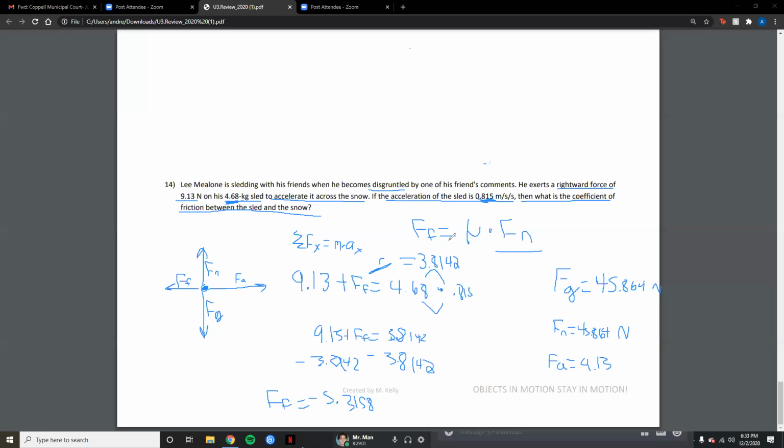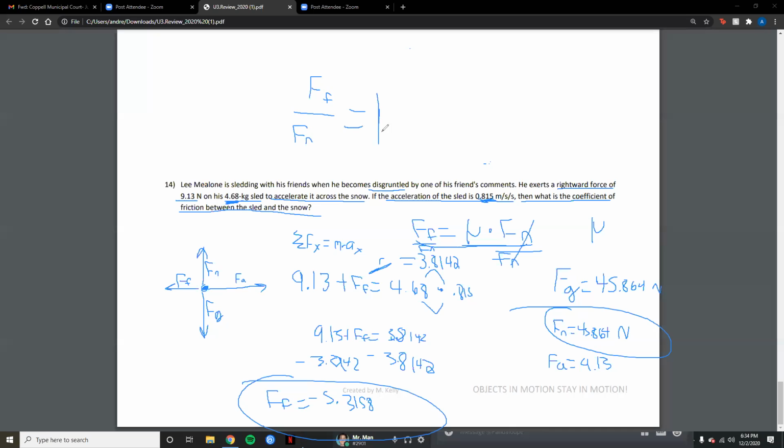So then we need to find the coefficient. We need to find mu, right? In order to find mu, we'll use this formula up here. We already have f of n, which is right here, and we already have f of f, which is right here. So we're gonna isolate the variable, cancel that out, f of n. F of f over f of n equals the coefficient of friction.